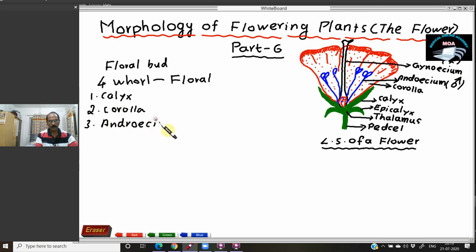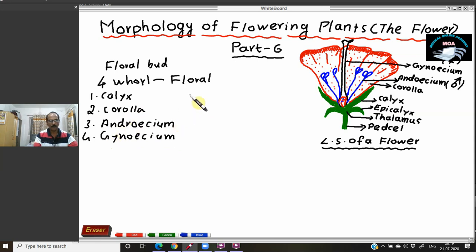Okay, these are the four whorls arranged one inner to the other. See here, these are the four whorls, and they are arranged one inner to the other. The outermost whorl is the calyx, the innermost whorl is the gynoecium, and in between are the corolla and androecium.